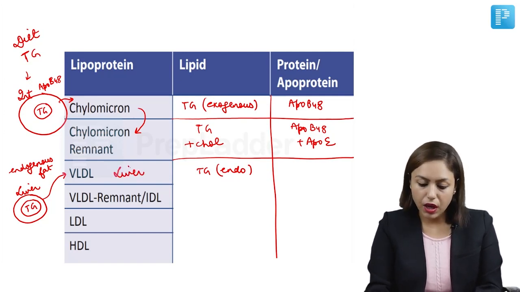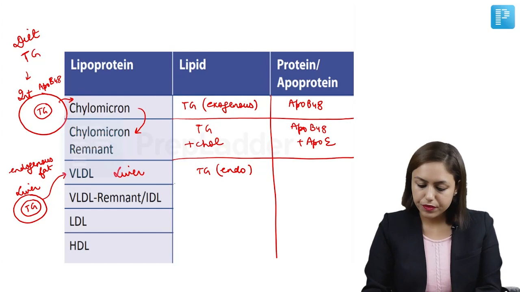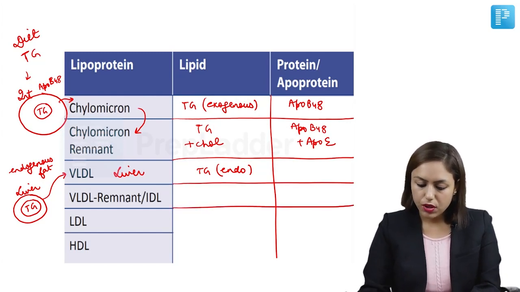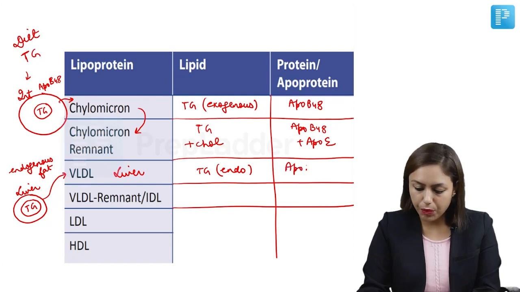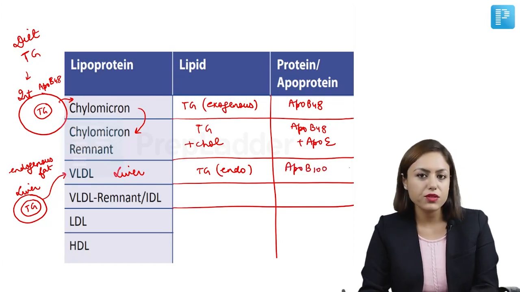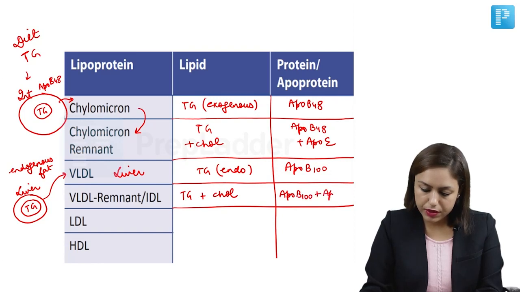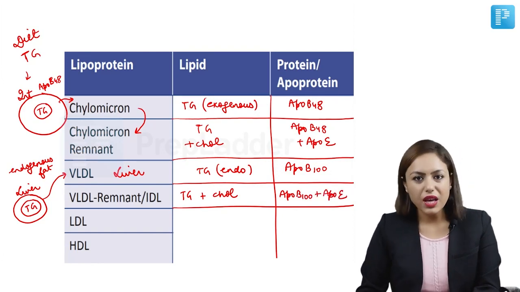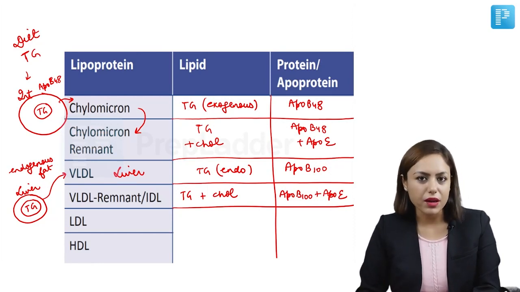This structure is VLDL. So it has triglyceride, but now it is endogenous triglyceride in VLDL, and VLDL is synthesized in liver. Chylomicron was getting synthesized in where? Which cell? Intestinal cell, right? Okay. So VLDL has triglyceride as the lipid and ApoB100 as the protein. Then VLDL remnant, it has TG plus cholesterol and ApoB100 plus ApoE. Okay. With the help of ApoE, all the remnants are taken up by liver again, right?